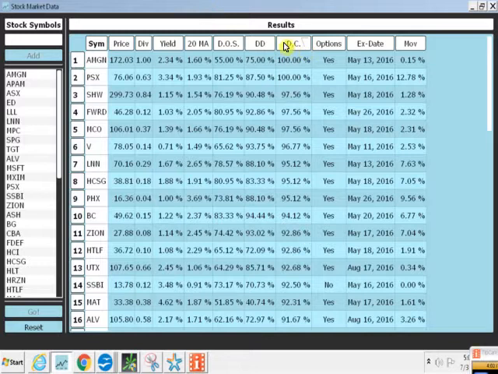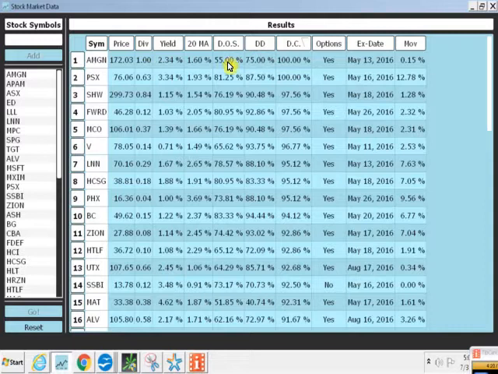DC is the dividend capturing. Double D, which is double the dividend. So if the dividend is only $1 here on AMGN, how many times over the last 10 years would it hit double the dividend? Apparently only 75%. That may be good enough for you, but for me, I'm going to pass on that one.